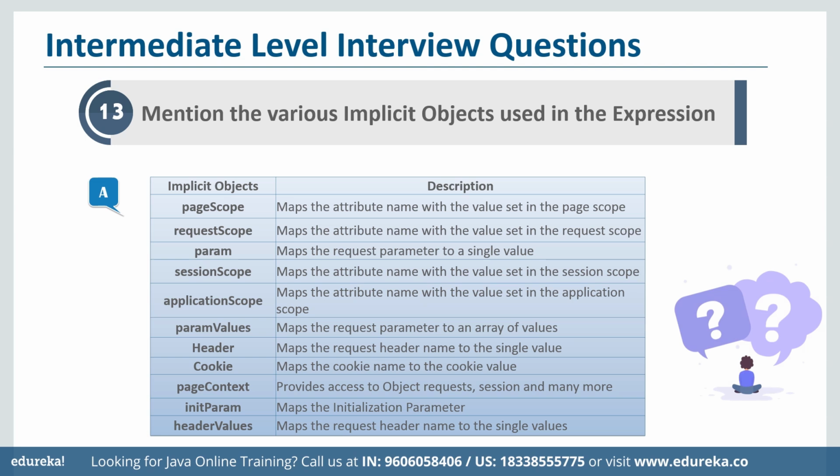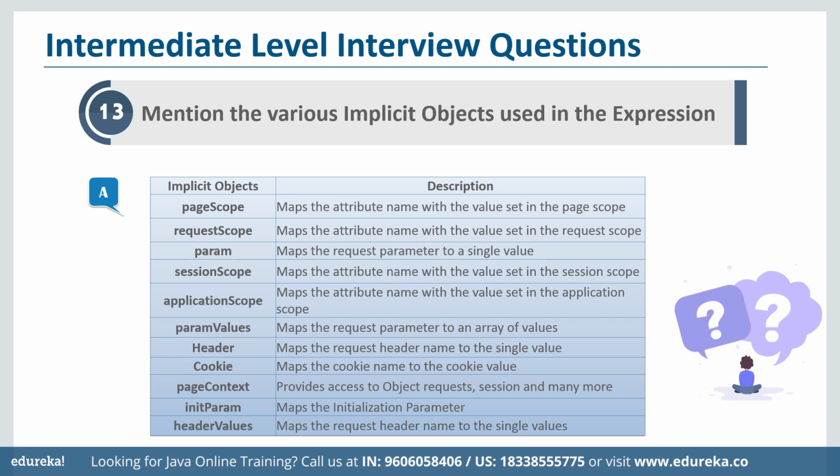Followed by that, we have the application scope. Application scope maps the attribute name with the values set in the application scope. Param values. Param values map the request parameter to an array of values. Next is header. Header maps the request header name to a single value. The next one is cookie. Cookie maps the cookie name to the cookie value. Followed by that, we have pageContext. PageContext provides access to objects such as request, session, and many more. Next, we have initParam. InitParam maps the initialization parameter. And finally, we have headerValues. HeaderValues map the request header name to an array of values.